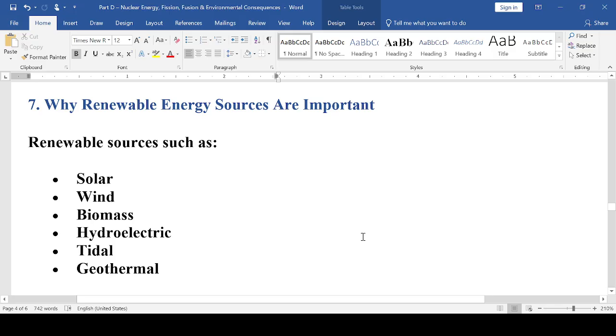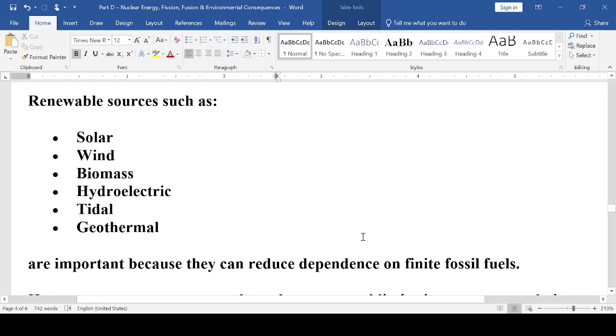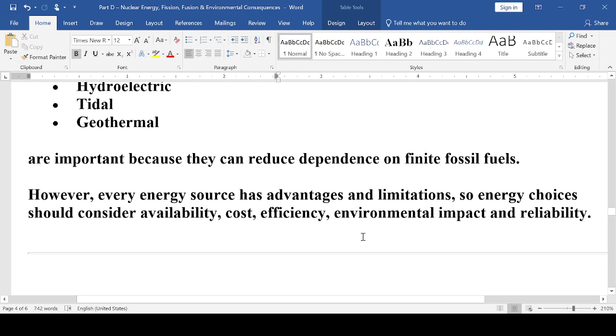Why are renewable energy sources important? Because what are the renewable sources you have? Solar, wind, biomass, hydroelectric, tidal, geothermal. They are important because they will reduce dependence on finite fossil fuels. The quantity is getting limited. That's why I have said finite fossil fuels. We are completely depending on it. So with the help of these renewable sources, we can save the fossil fuels.